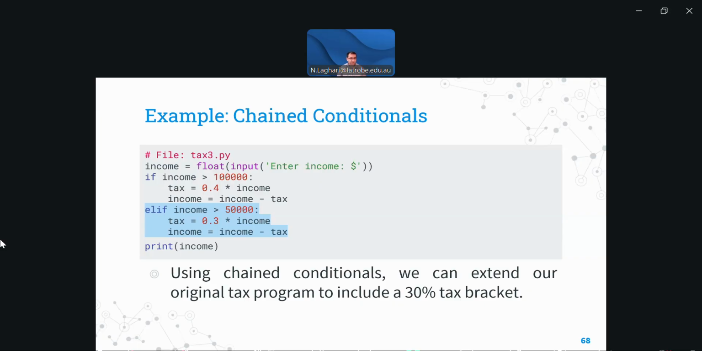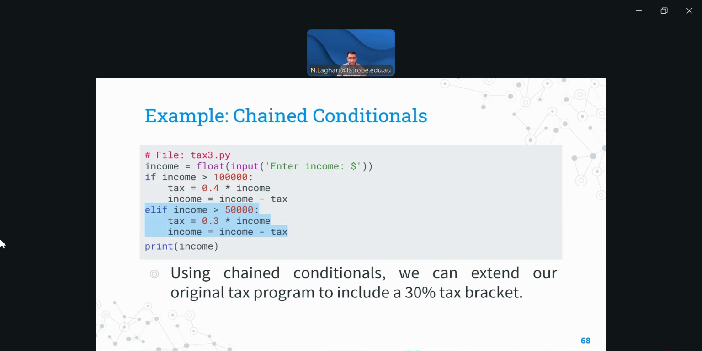Okay, the income is reduced by the value of tax. It means that 40% is reduced. If that was not the case, the income was not greater than $100,000, and if the income was greater than $50,000, so the income tax bracket is now 30% in that case. All right. We do not have any other conditions.